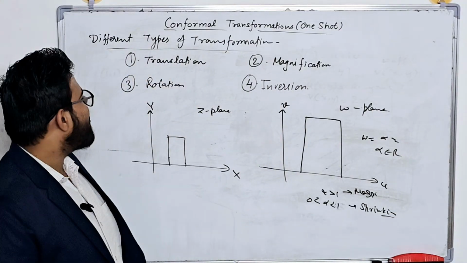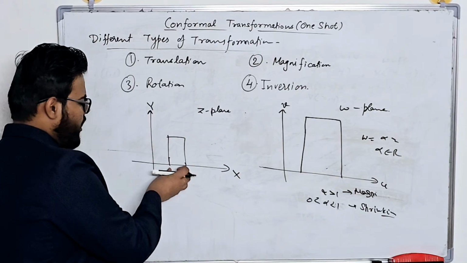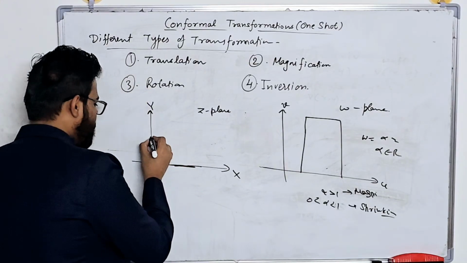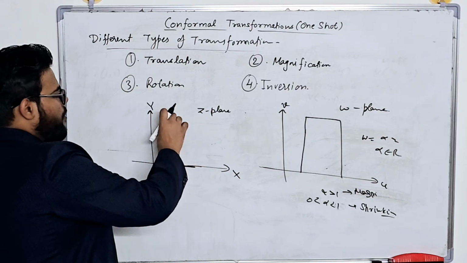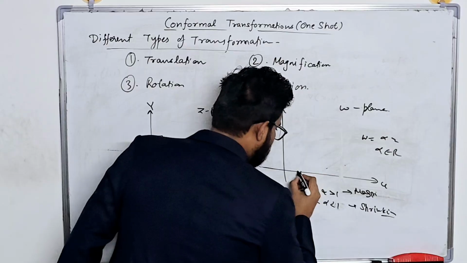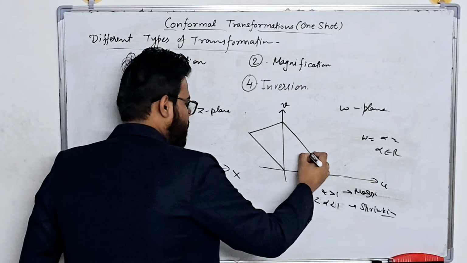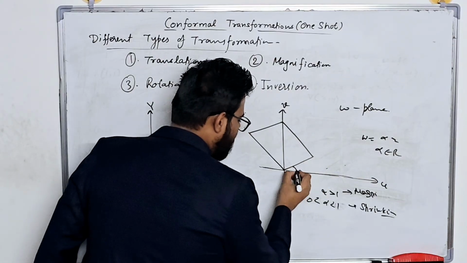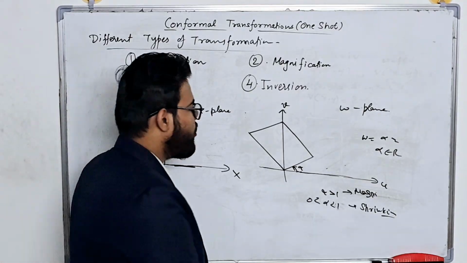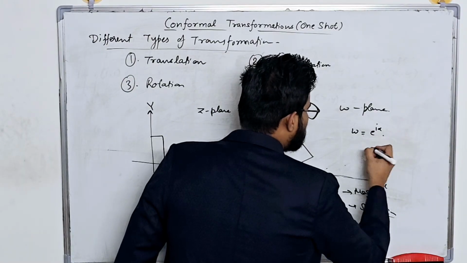Now let's see rotation. Suppose this is the rectangle and I rotate it. I should now place it over here so you can understand it better. Suppose it is over here. Now I rotate it by some angle, suppose alpha. Suppose I rotate it in the anti-clockwise direction like this. This is angle alpha. So this is called rotation, and it is given by w = e^(i alpha) times z.